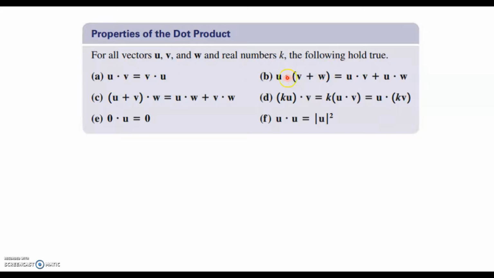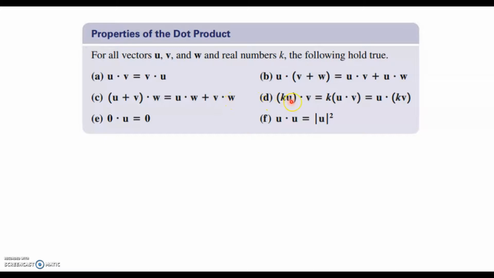The second one says that the distributive property also holds for the dot product. So if you have u dot the sum of two vectors, then you can distribute that u into the v and the w. So u dot the sum of the two vectors v plus w will be the same as the sum of the u dot product with both of those vectors. And it holds true on both sides. So for B, the u was in front of the sum of the two vectors, and for C, the w is on the other side of the sum of the two vectors. That distributive property still holds here, okay?